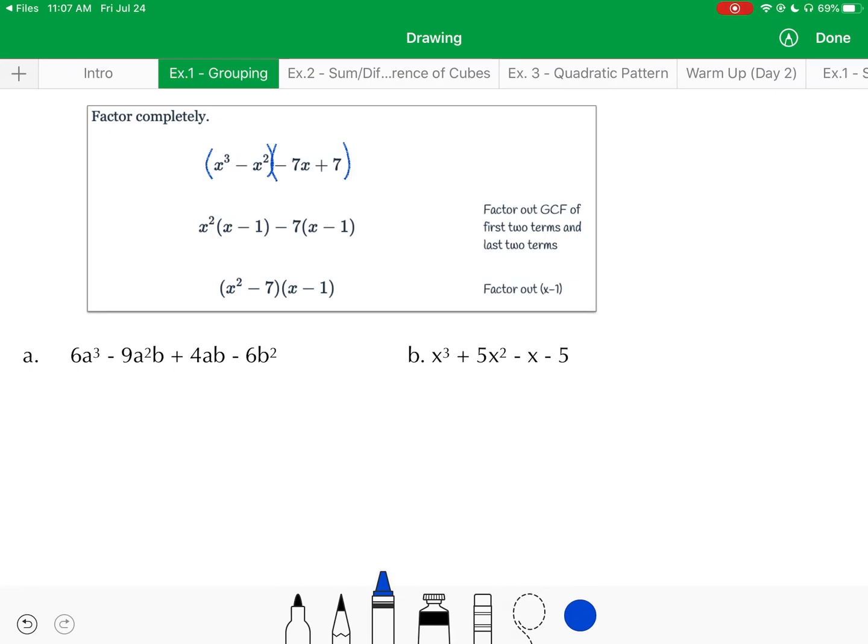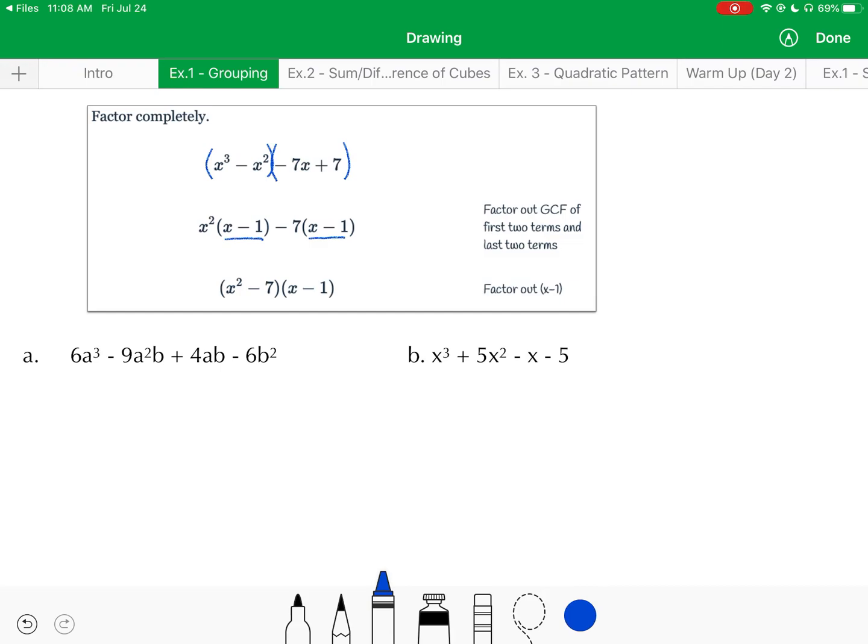So notice x cubed minus x squared, I'm pulling out an x squared from each of those, which then leaves me with x minus 1. And then negative 7x plus 7, from both of those terms, I'm factoring out a GCF of negative 7, which also leaves me with x minus 1. And it's no coincidence that I end up with x minus 1 left over both times, okay? That's what I need to happen in order for grouping to work here, okay?